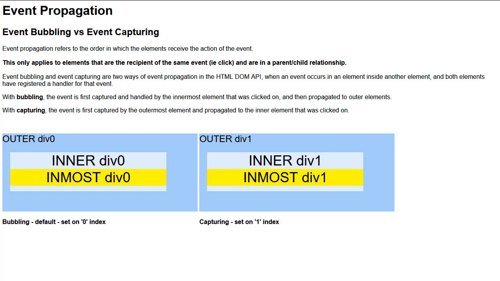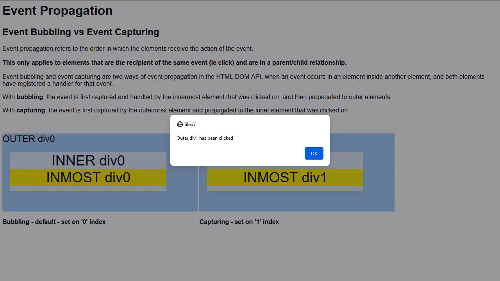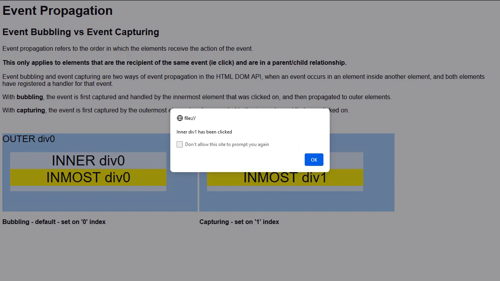Now let's look at the other set of divs where we have capturing. So remember, for bubbling, we started on the inside and worked our way up. Capturing is going to do the opposite. Even though we're going to be clicking on the inside, it's going to start on the top and work its way down. I'm going to click on the inmost div. Look at my alert. Outer div 1 has been clicked. It starts from the top down. Now inner div 1. Now inmost div.